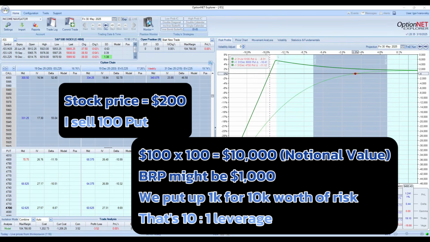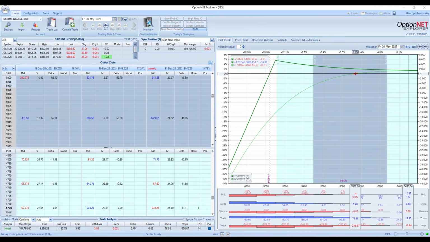So essentially, you're taking on a 10-to-1 leverage. Now, how does this translate to what we're doing here? Now, we're trading ES options, right? This is the S&P 500 E-mini S&P contract, and the multiplier here is 50, right? So we have to take that into consideration.